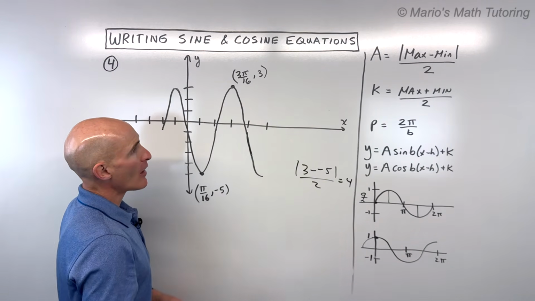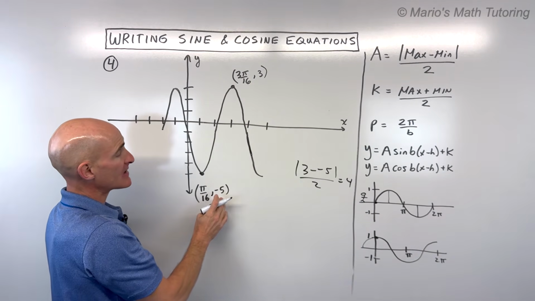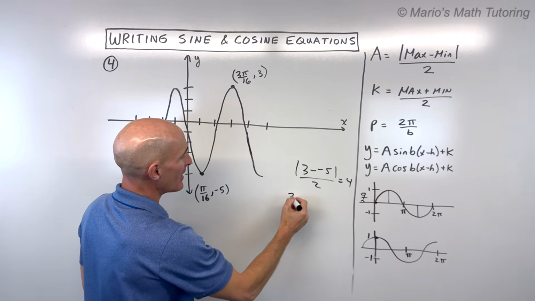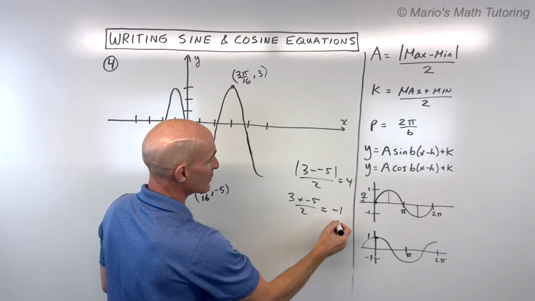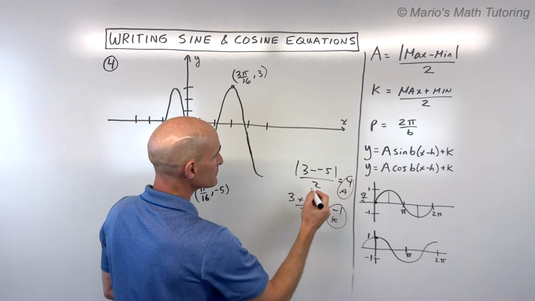Okay, now how about the vertical shift, the k value? We're going to take the max plus the min divided by 2. So 3 plus -5 divided by 2. So that's -2 divided by 2, which is -1. So that's our k value. This is our a value.